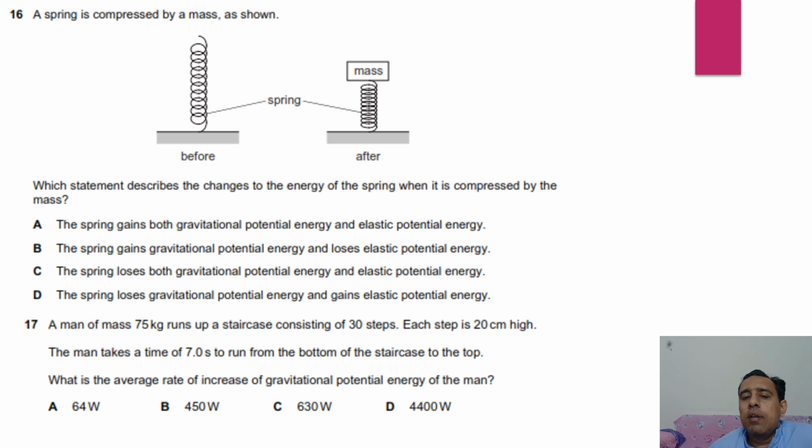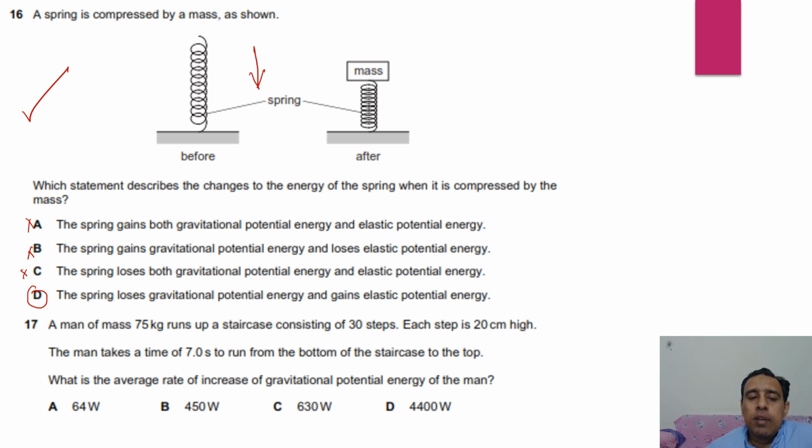In all these four options, the gravitational potential is also mentioned. The height is definitely decreasing, which means the gravitational potential energy is also decreasing. So the spring gains the potential, no, wrong. Gains gravitational, so these are wrong. The spring loses both the gravitational, no, it lost the gravitational potential but gained the elastic potential because of the compression of the spring, so it's wrong. The spring loses gravitational potential energy because of the loss in height, and gains elastic potential energy because the spring is compressed. So option D is correct.